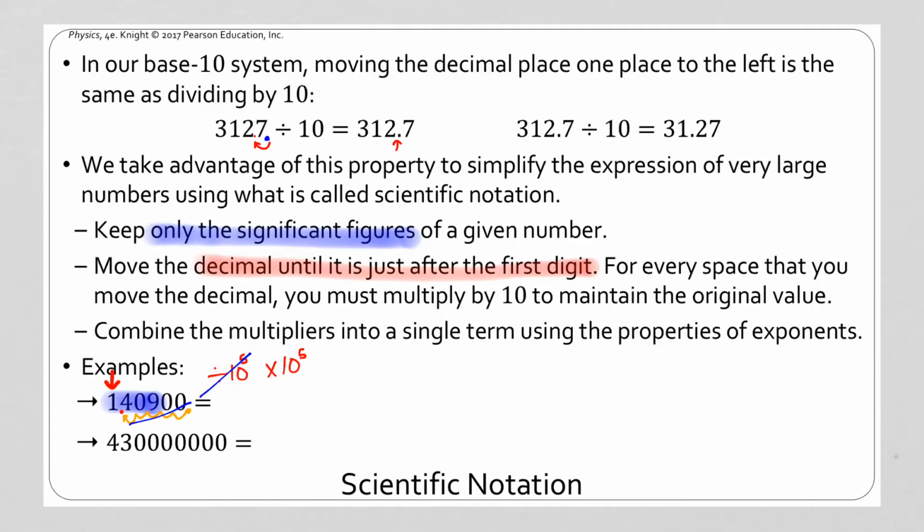So what I end up with is 1.409. Those are the significant figures from that value, times 10 to the 5th. This is a much more compact way of expressing this number. It keeps only the significant figures. I've dropped the non-significant figures, so there's less writing, there's less chance for me to make a mistake and miscount the number of zeros I've put there. And I have a power of 10 here to give me an order of magnitude to show how big this number is.